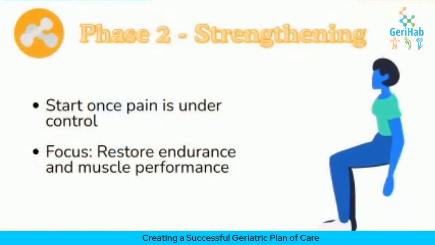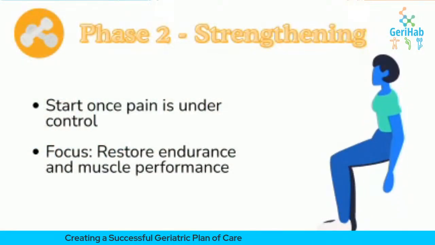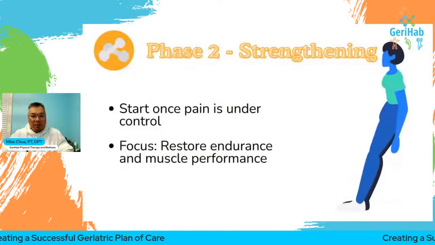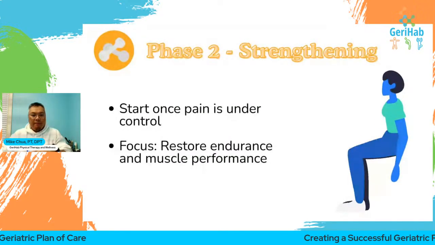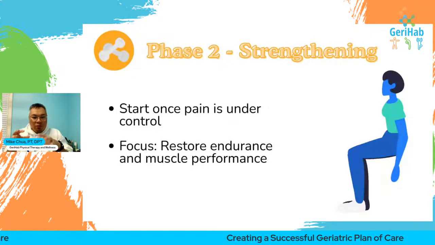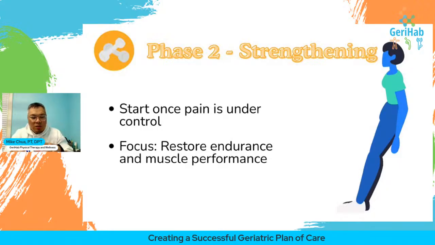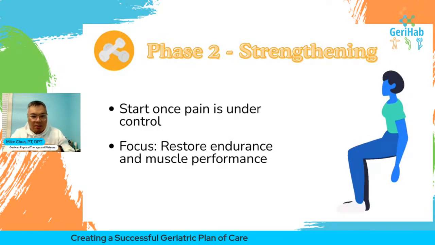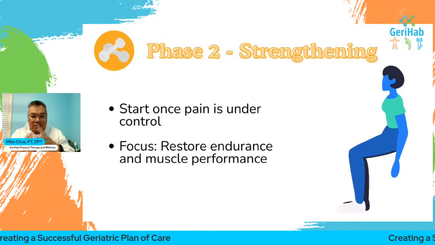They can achieve. They're so good. Some people go 12 weeks. So once they're ready, their pain is controlled, then you do strengthening. This is phase two. Once the pain is controlled or under control, focus on restoring endurance and muscle performance. The strengthening part, okay? The strengthening part.